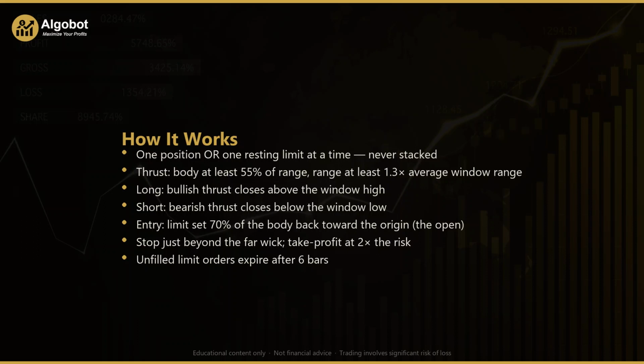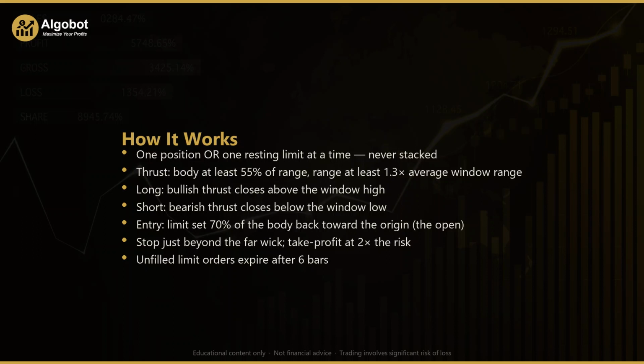On each newly closed bar, the strategy first checks its housekeeping rules. It only ever allows one thing to be live at a time, either a single open position or a single resting limit order, never both, and never a stack of orders. If a position is already open, it simply lets that trade run on its own stop loss and take profit. If a resting limit order is waiting, it ages that order bar by bar, and cancels it once it has gone unfilled for the number of bars set by the expiry bars parameter, which defaults to 6.